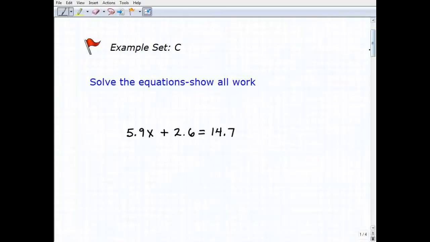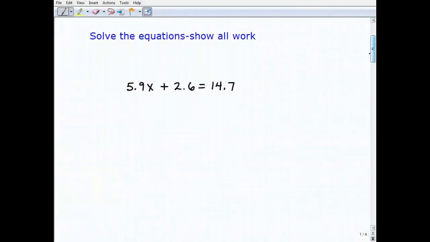Now, in this particular group of problems, we're going to be working with decimals, so obviously you're going to want to have a calculator, but it's not going to change the steps we're going to take. All right, so let's go ahead and tackle our first problem here. The first thing I want to do is isolate my variable term, which is 5.9x. To do that, I'm going to subtract 2.6 from both sides of the equation.